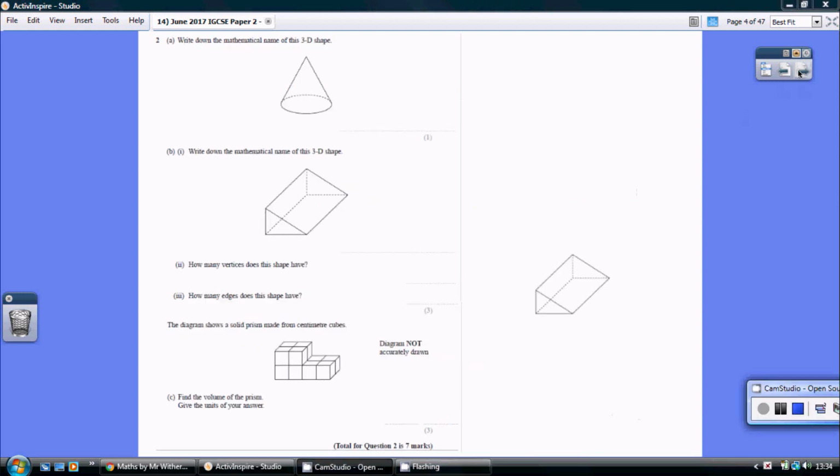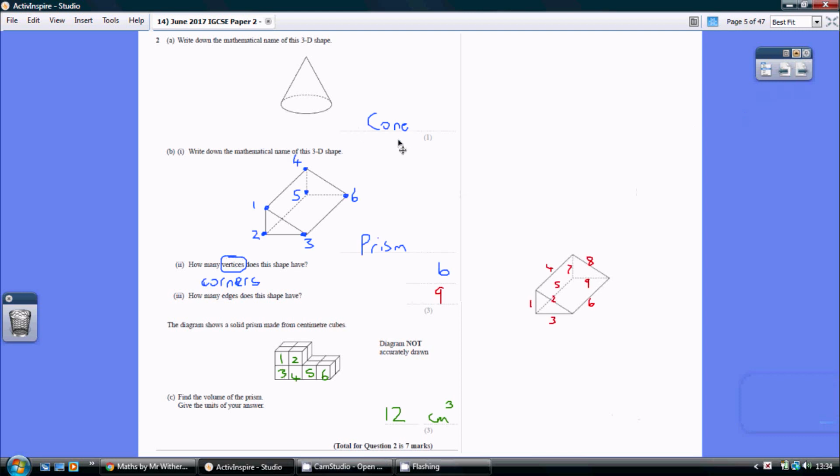Question 2. So this is a cone. This is called a prism. A prism is a three-dimensional shape where you've got a consistent cross-section. So really this is a triangle through and through. So if you were to cut it in slices along here, you just keep repeating the same triangle. So this is a prism. A cylinder would be a prism. You can get rectangles on the end or squares, but these are all prisms.